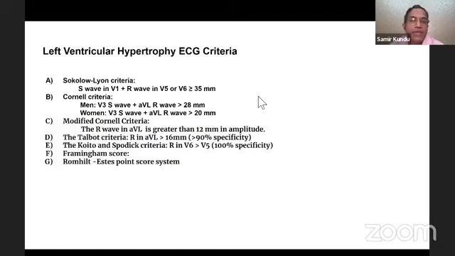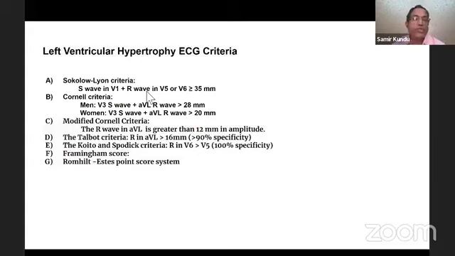There are several criteria to determine left ventricular hypertrophy. Some of them: first of all, the Sokolow-Lyon criteria. Here, S wave in V1 plus R wave in V5 or V6 is greater than or equal to 35 millimeters. The Cornell criteria: R wave in aVL plus S wave in V3 is more than 28 millimeters for males, and in females, more than 20 millimeters.